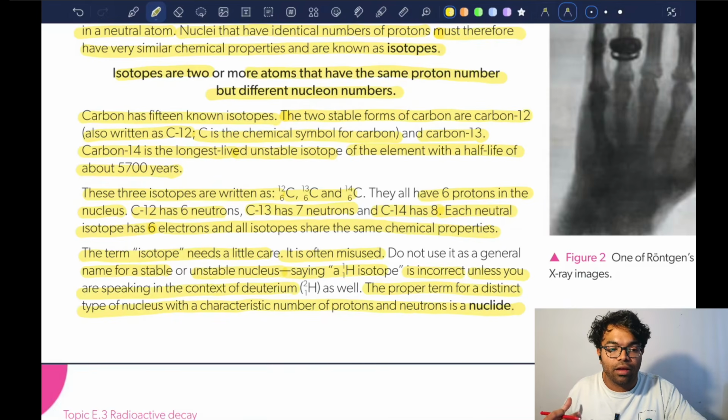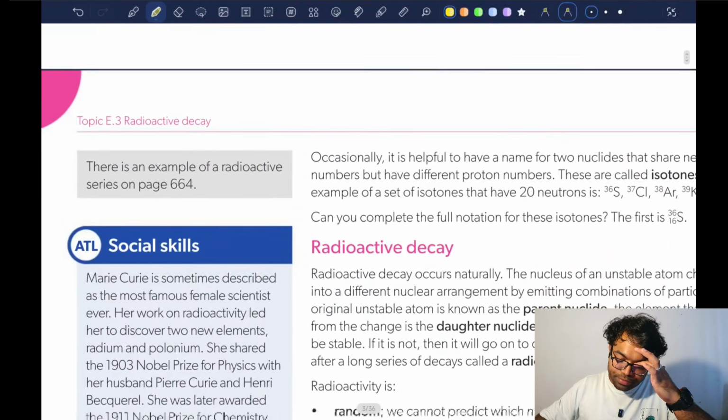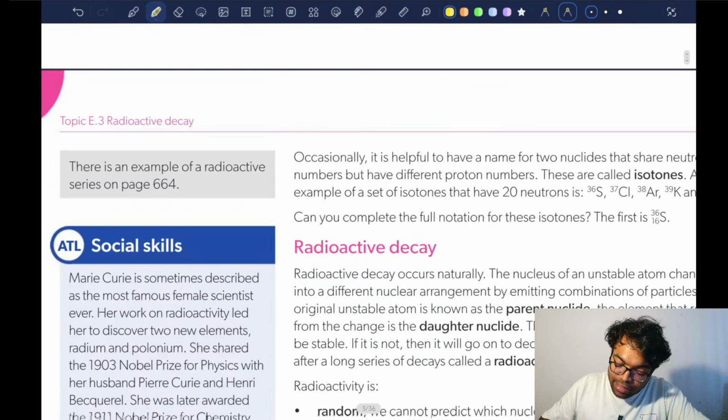Say it with me: nuclide. The proper term for a distinct type of nucleus with a characteristic number of protons and neutrons is a nuclide. So basically, you can say that carbon 12, carbon 13, and carbon 14 are three different types of nuclides. Isotopes, you can say nuclides. Okay. Next. Occasionally, it is helpful.